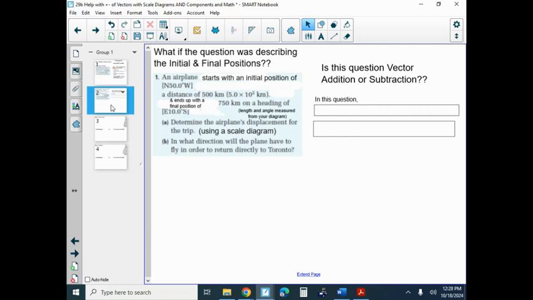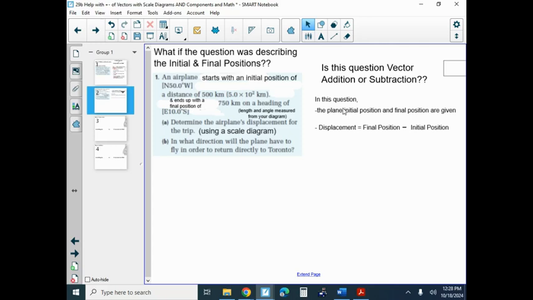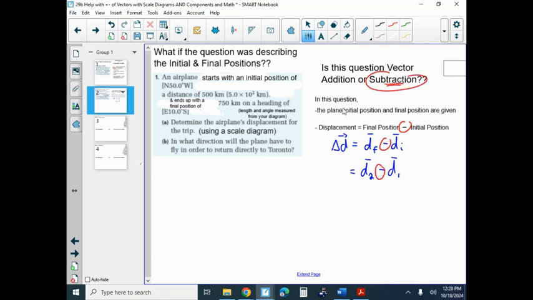And so determine the airplane's displacement. It can be the exact same question asked. In this question, we're given an initial position and a final position, right? And so the thing to recognize from this one is that displacement, in our original vector lesson, delta D, the vector of it, is equal to the final position minus the initial position, which interchangeably often gets written as D2 minus D1, right? Notice that that's the logic of what we're doing here. And so all the way along here, we're seeing that this is a subtraction question this time.